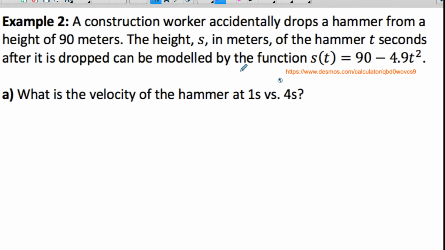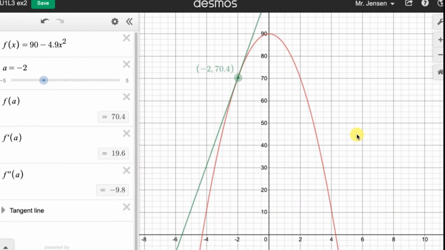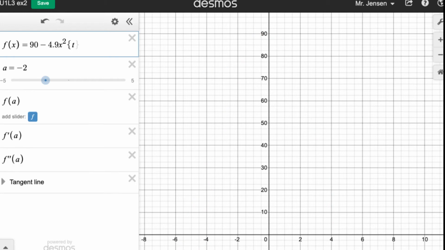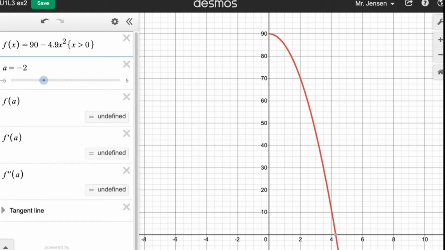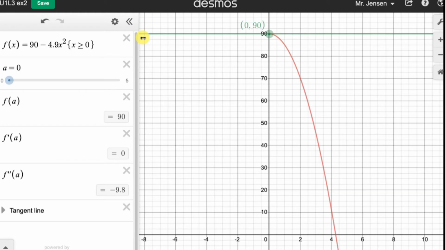Let's just look at the graph in Desmos. So here's the function. Now, we're only going to be interested in when time is greater than 0, so I will change the domain of this function here. I'll change it to when t is, or I guess I called it x on here, but in our actual question it is t, when t is greater than 0. So let me reset this parameter as well. All right, so there's the displacement of the hammer from the ground.